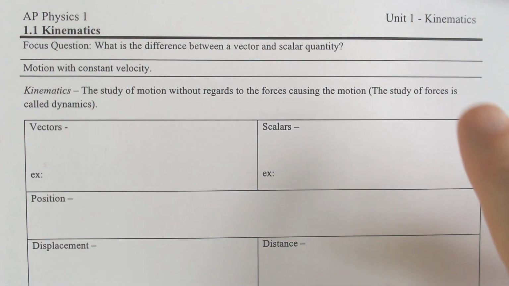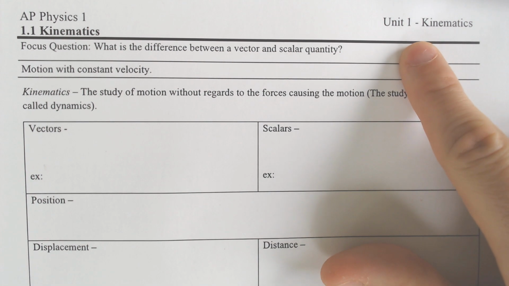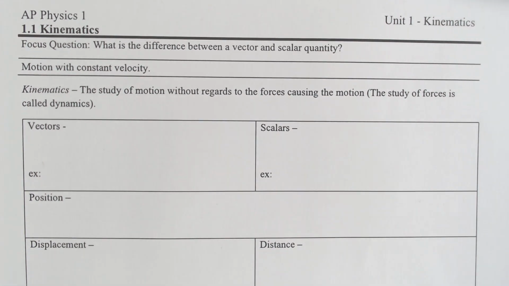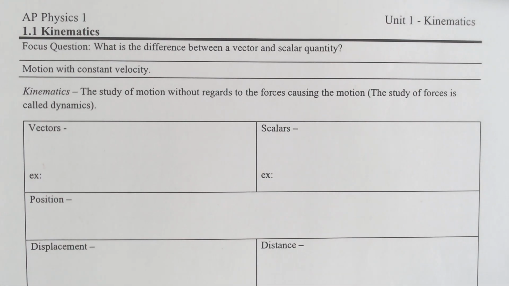Let's get into it. We got Unit 1 for AP Physics involving kinematics. Now, kinematics is the study of motion, how things are moving. And when you're talking about motion, you're talking about objects, how big they are, and how fast they're going.